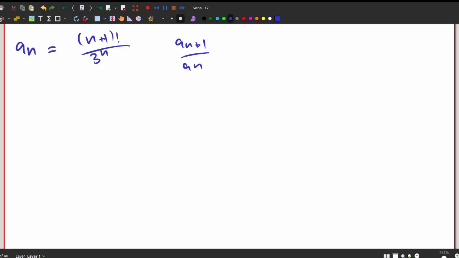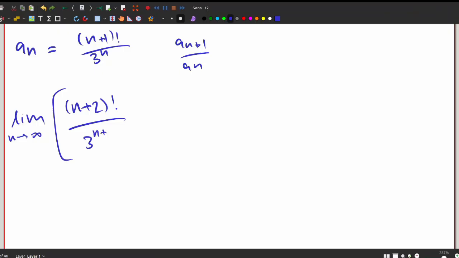Now, a of n plus 1 is simple. You just replace n with n plus 1. So that becomes the limit as n approaches infinity of a of n plus 1, which is going to be n plus 1 plus 1, so (n plus 2) factorial, divided by 3 to the n plus 1. Then I'm going to flip the fraction, so it becomes 3 to the n over (n plus 1) factorial, because that's just a of n.